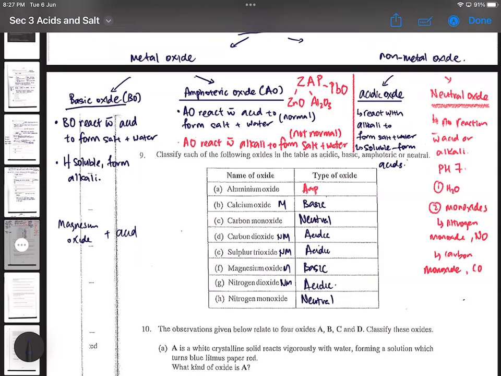As we know, whether they are soluble or not, and whether they can react with acid or not, all these are based on the reactions above. If they can react with acids, for example the basic oxides, they form salt and water. The acidic ones react with alkali to form salt and water. Okay, any question?